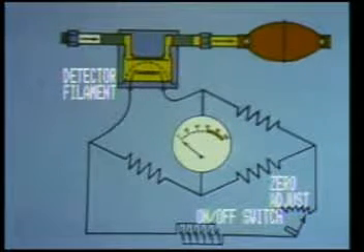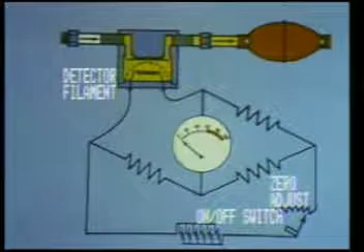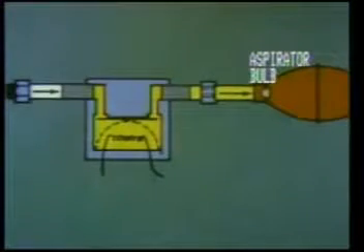The finished product, a bit simplified perhaps, is the explosimeter Model 2A. And here's how it works. The aspirator bulb draws the sample into the instrument.